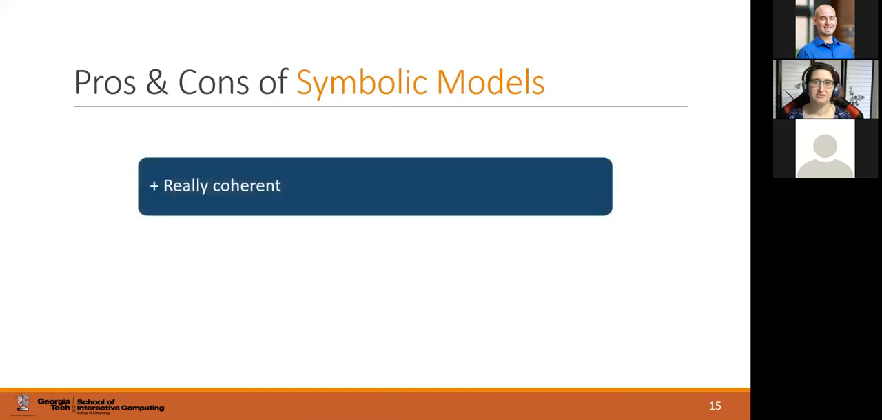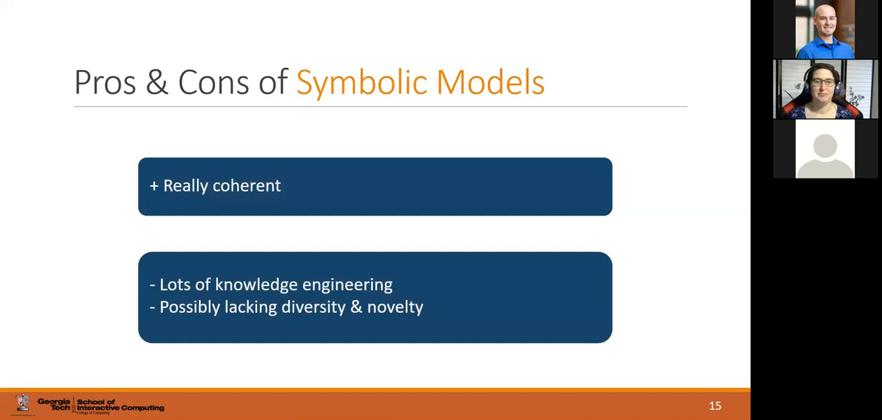So there are pros and cons of these models. They're really coherent, but they require a lot of knowledge engineering. So they're possibly lacking in diversity and novelty, which means that there's a limited domain.